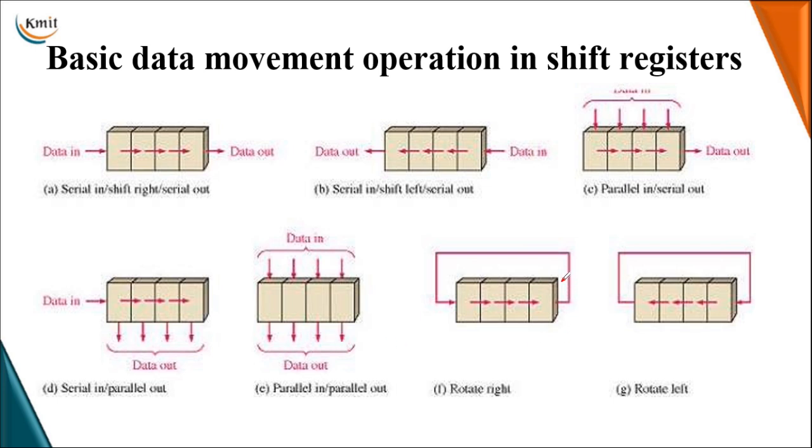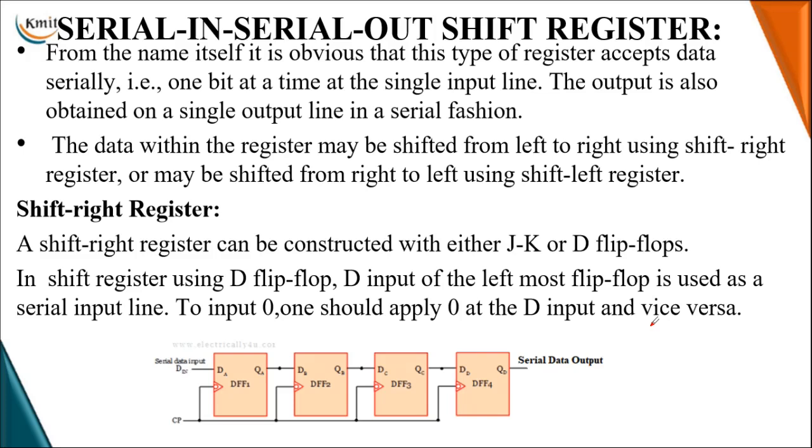Now this rotate right shift register or rotate left shift register is constructed by connecting your output terminal back to the input terminal. There is a feedback from the output to the input. Here also the output is connected to the input. In order to increase the number of states of your register, I prefer this rotate right shift register or rotate left shift register, and these are used as counters.